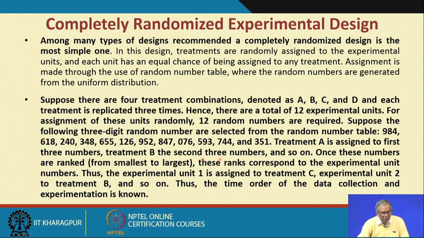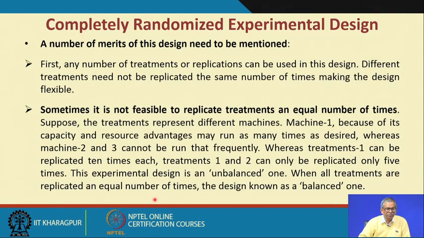Treatment A is assigned to the first 3 numbers, treatment B to the second 3 numbers and so on. Once these numbers are ranked from smallest to largest, these ranks correspond to the experimental unit numbers. Thus, experimental unit 1 is assigned to treatment C, experimental unit 2 to treatment B and so on. So, this rule you follow. Thus, the time order of the data collection and experimentation is known. This is just a simple example.